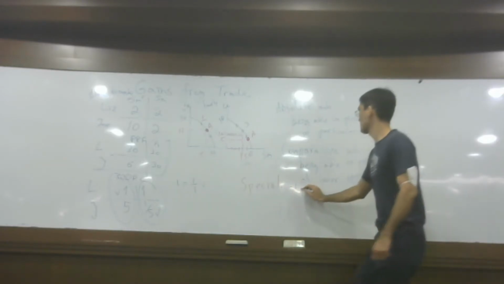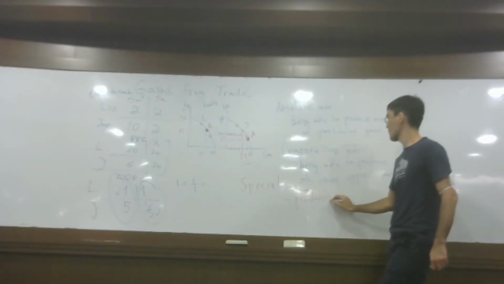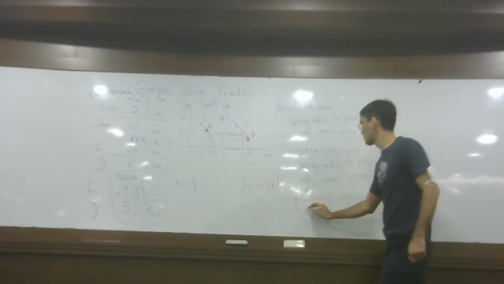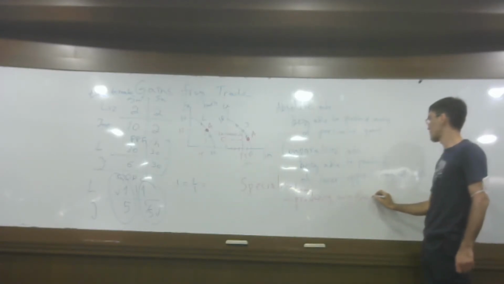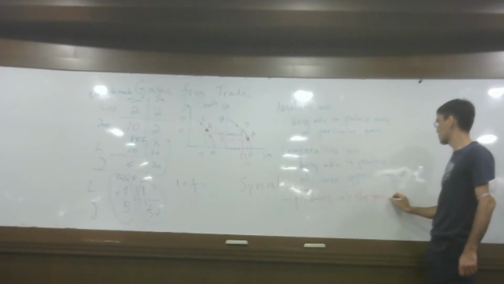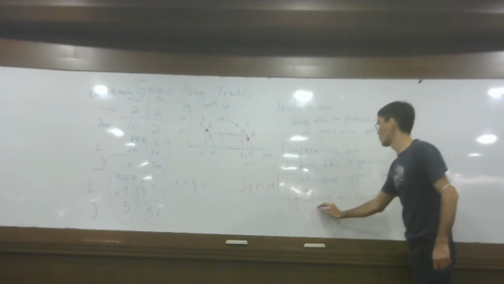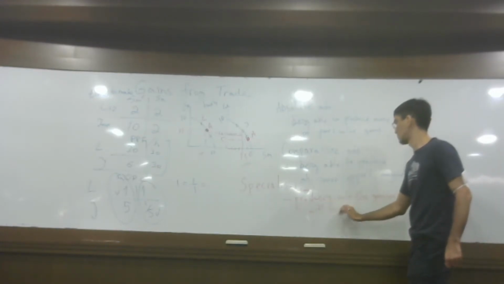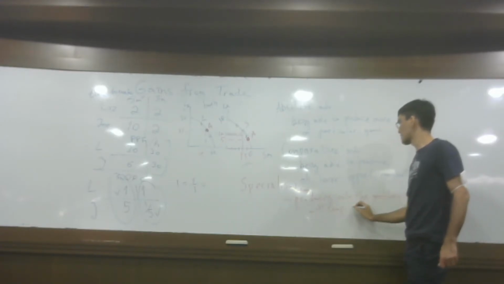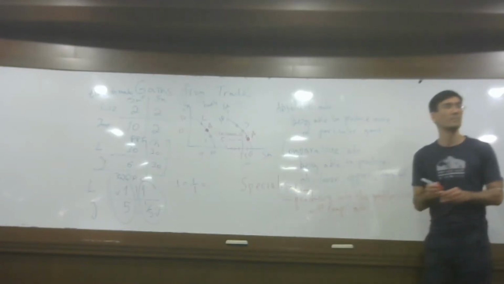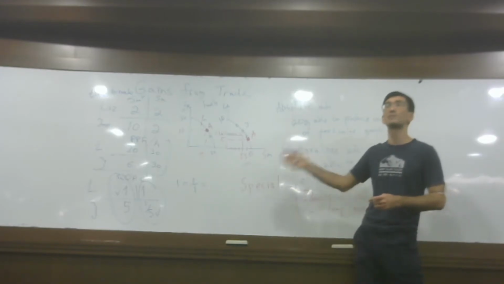Specialization. Producing only the good or service, right? With comparative advantage. So Liz has comparative advantage in smoothies, Joe has comparative advantage in salads, right?